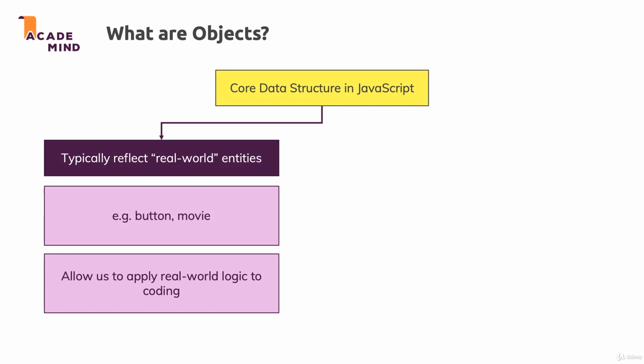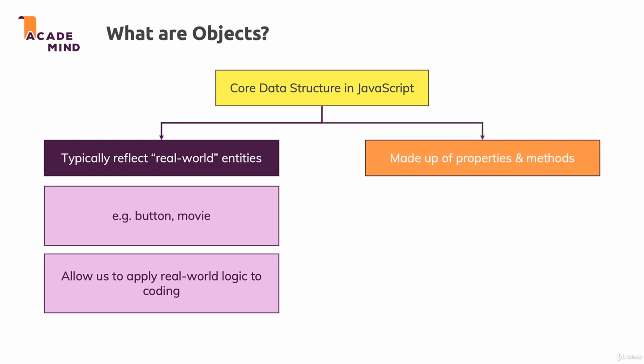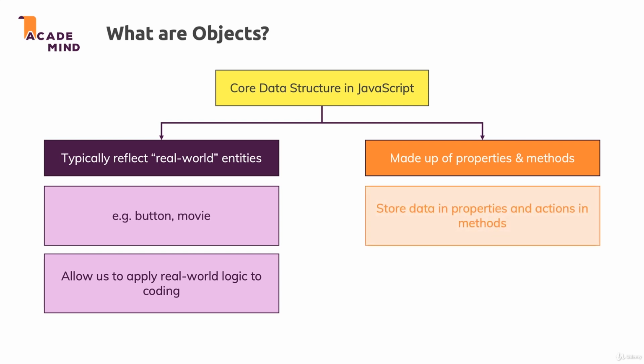Now, technically, objects in JavaScript are data structures that are made up of properties, these key value pairs, and methods. Methods in the end are also key value pairs, but the value is a function that's tied to that object. So you could say properties are variables in an object, methods are functions in an object. So we use properties to store data that somehow is related in one and the same object, and then maybe some actions that make sense for this object.